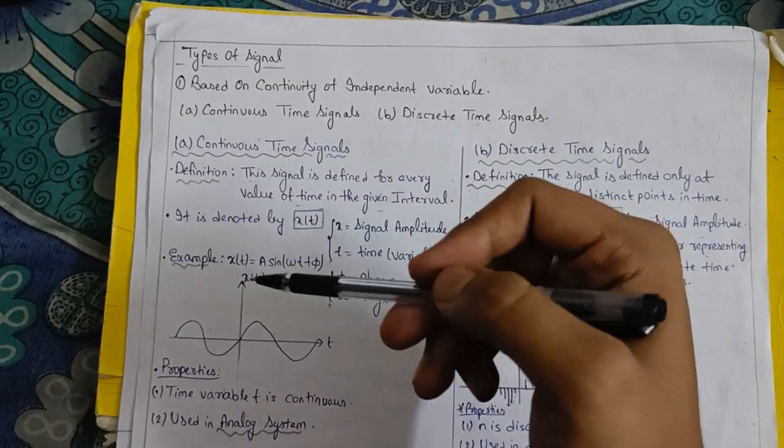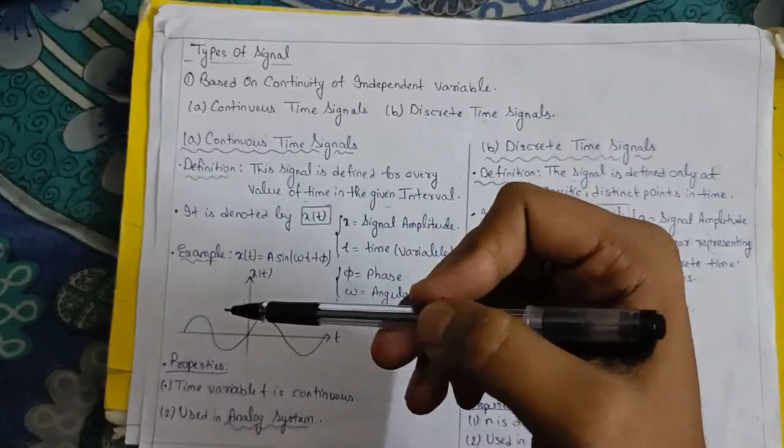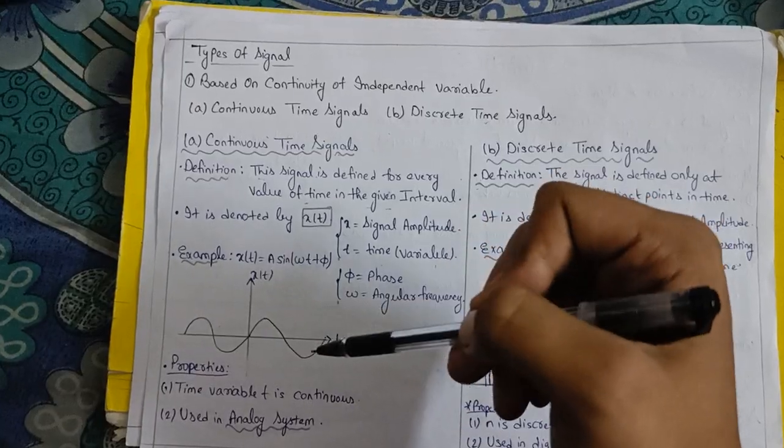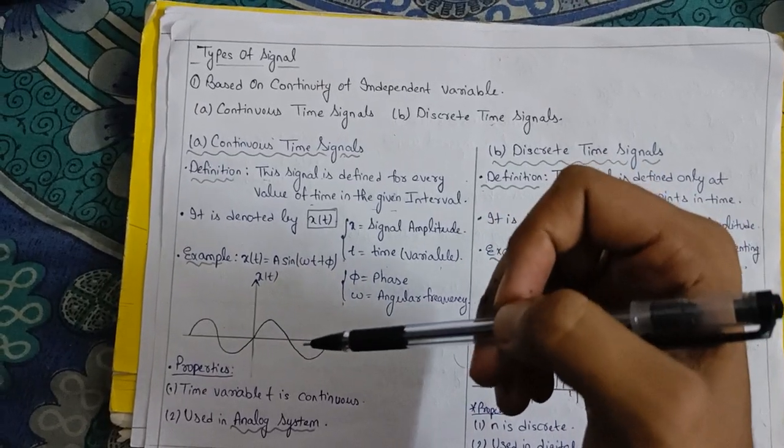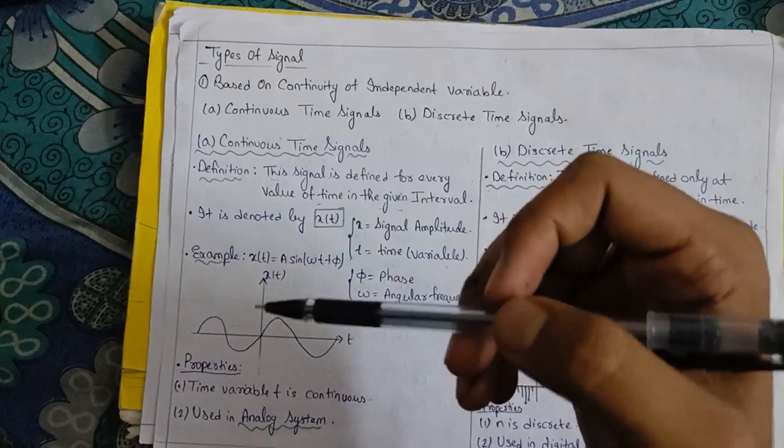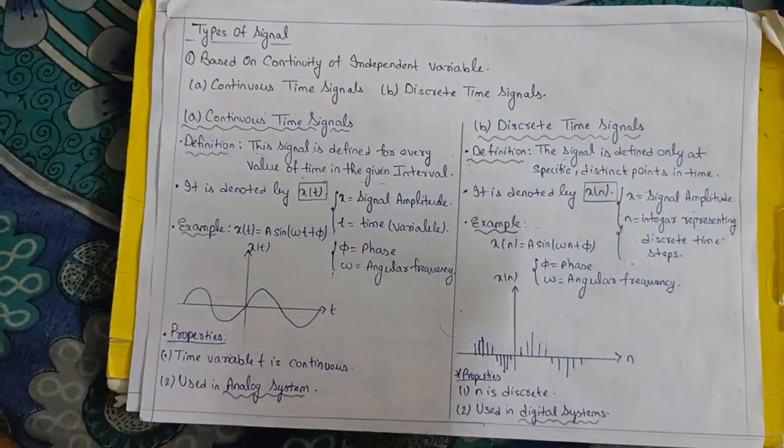As you can see the graph of this signal, it is a continuous graph, and we can draw this graph without lifting our pen. So let's move on to the next type.